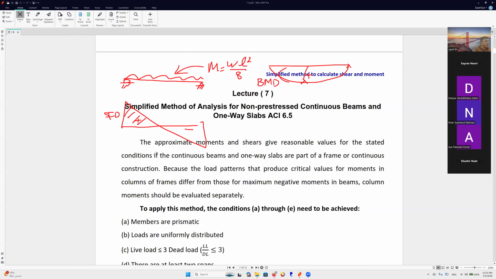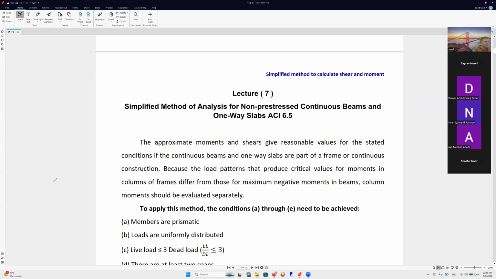Here in our lecture, we will learn about continuous frames. If we have continuous beams and one-way slabs that are part of a frame or continuous construction, the load pattern that produces critical values for moments in columns of frames differs from those for maximum negative moments in beams. Column moments should be evaluated separately.